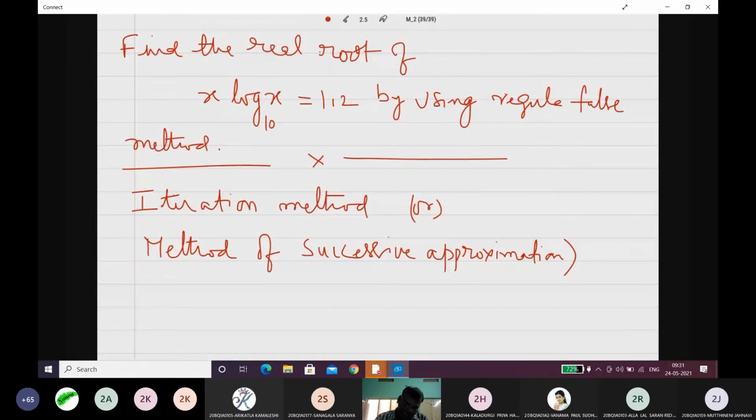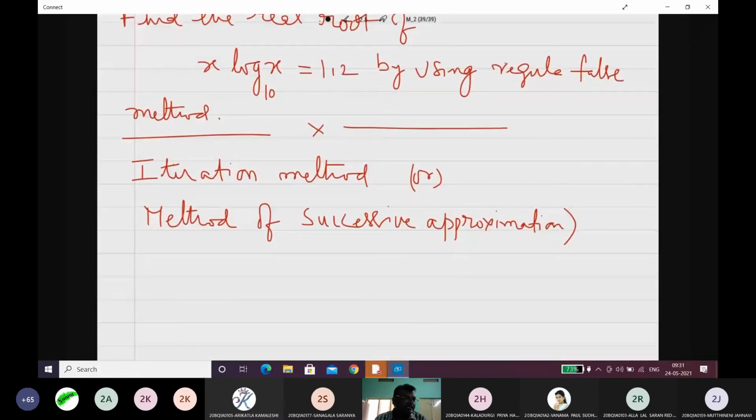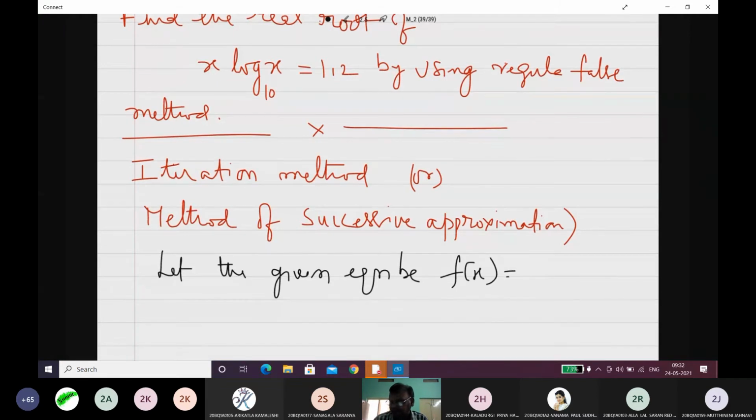Now, coming to the procedure for solving this method, let us consider the equation. Let the given equation be f of x is equal to 0. This is equation 1.